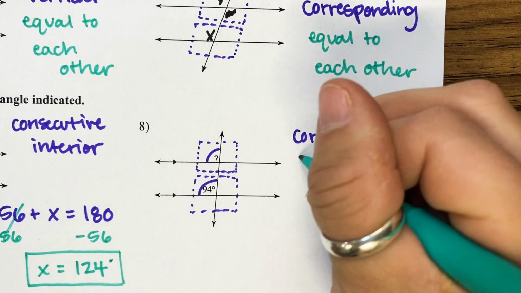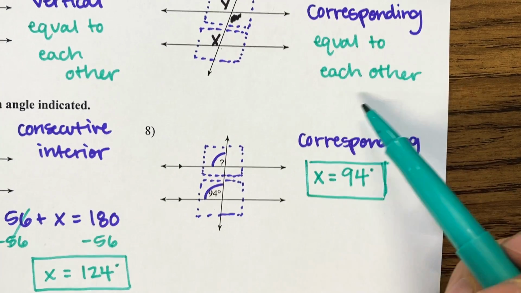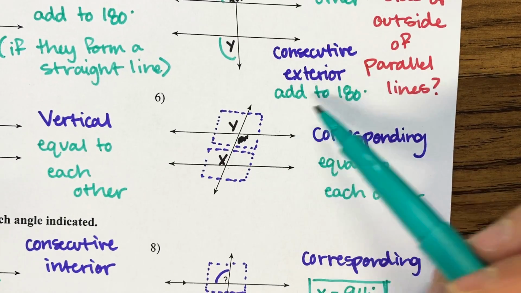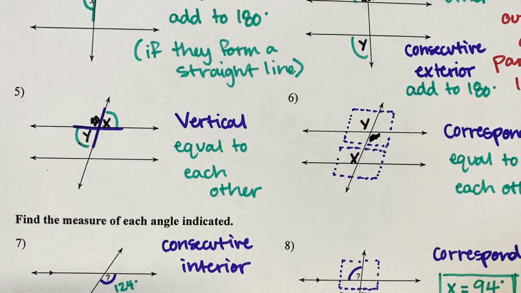So it's super important to know what our angles are equal to. Are they equal to each other, like some of them, or do they add to 180? Okay, those are your notes for today. There is an assignment that goes with it.